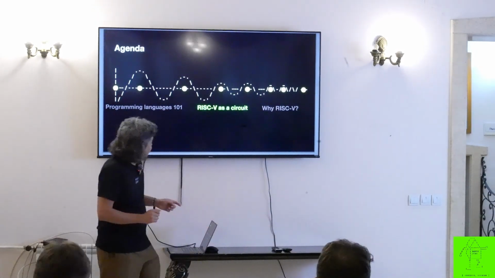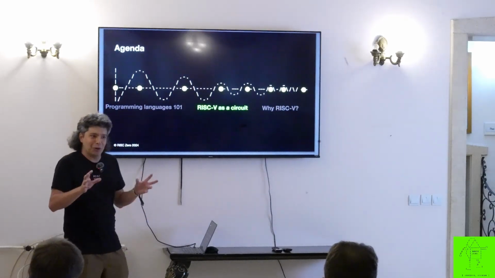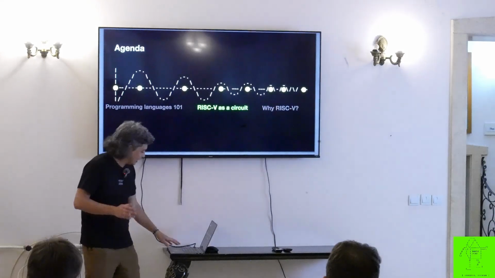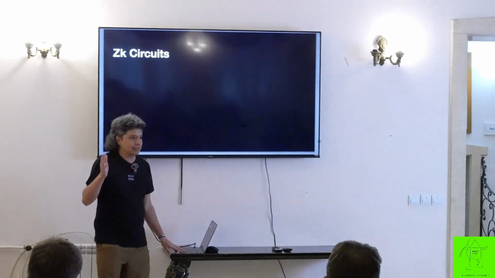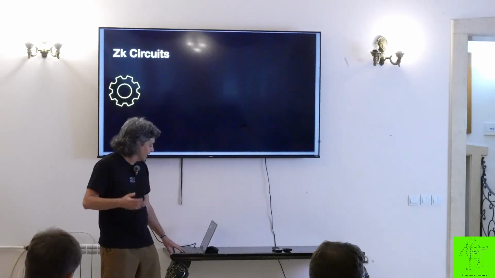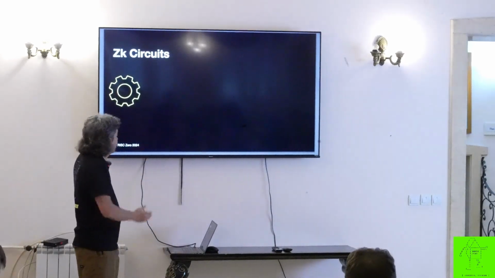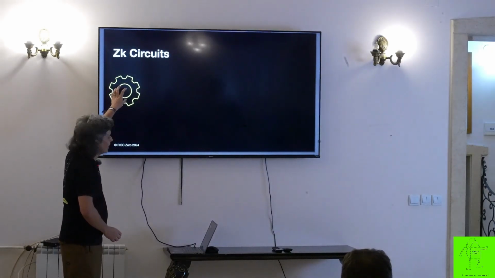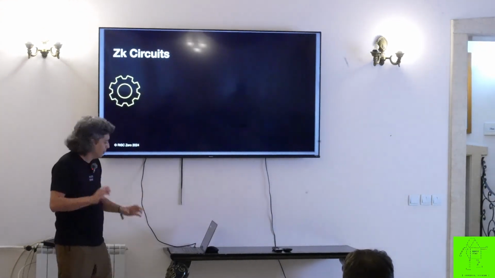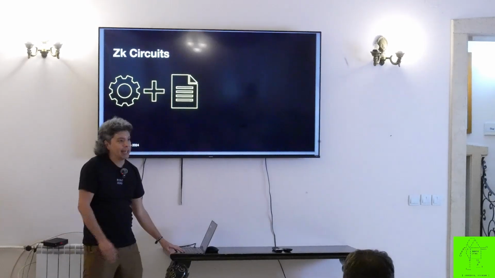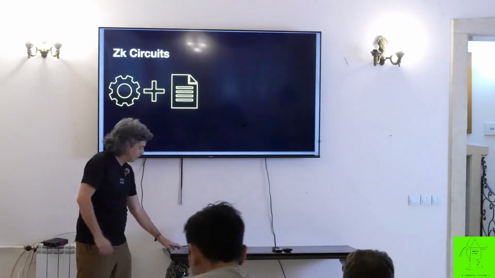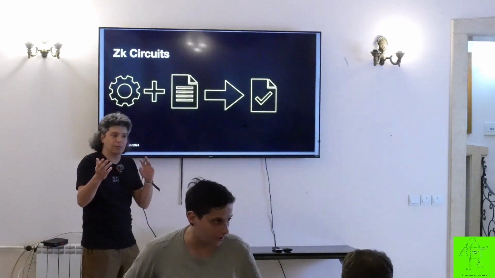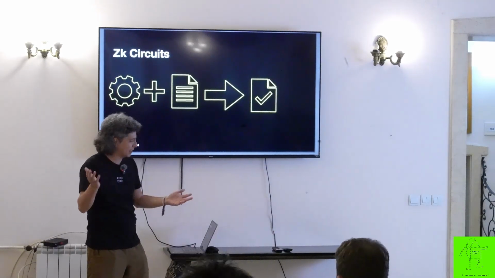Okay, so since we're talking about zero knowledge proofs, let's talk about RISC-V as a circuit. But before that, let's talk about the concept of ZK circuits for a second. Typically we have a circuit, which I see as an arithmetic program plus inputs. And then when you run the inputs on the program, you get a receipt. And I use the word receipt and proof kind of interchangeably.